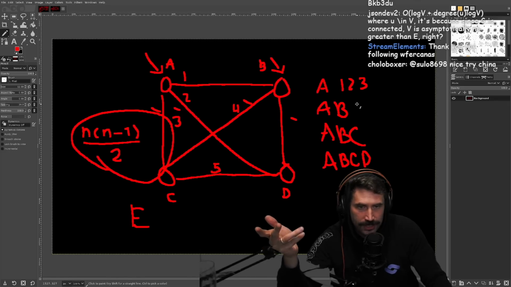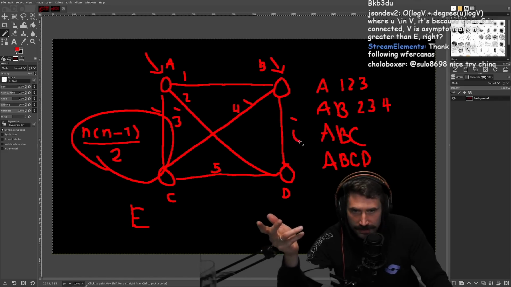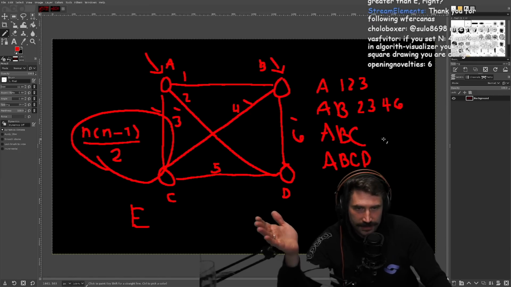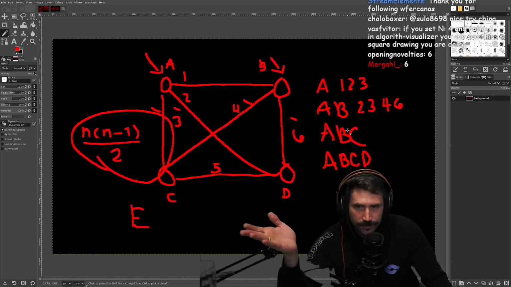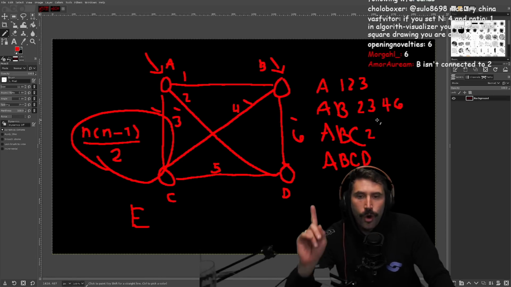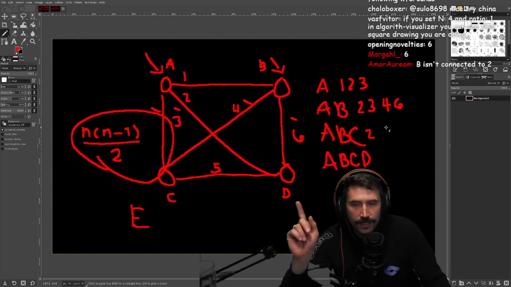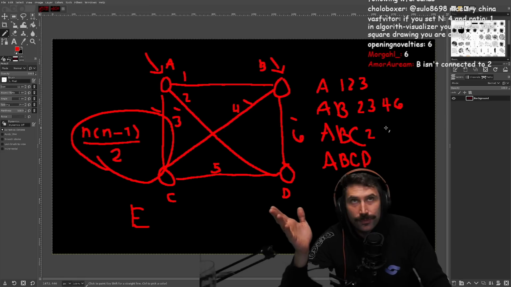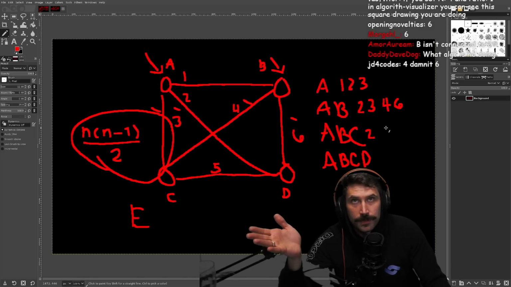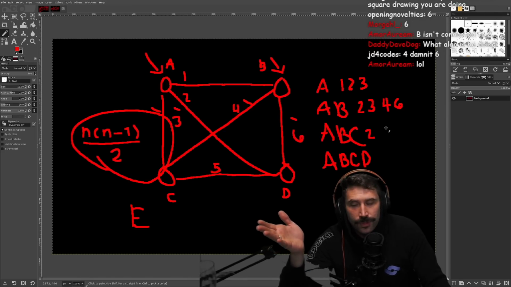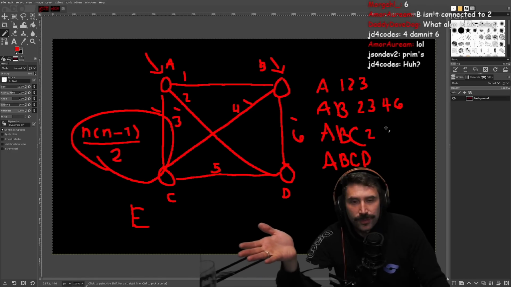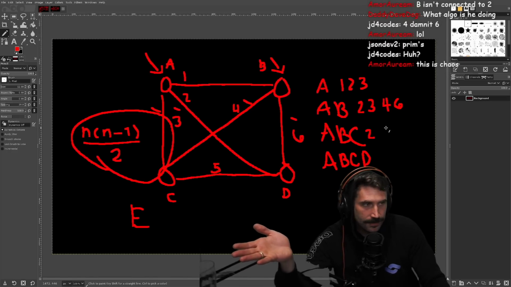And so 1's been chosen. Then we're going to go B: 2, 3, 4, 6. Okay, and then we go to C. It doesn't really matter which edge was chosen, 3 or 4. We'll just choose 3 to make it easy. Then we're going to go 2. Oh, but then 4 also gets removed as well. Well, it doesn't really get removed because you can't just remove it. Wouldn't it technically get popped from the heap and then you realize this ain't it?